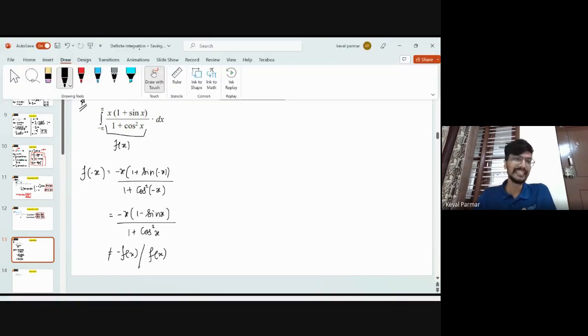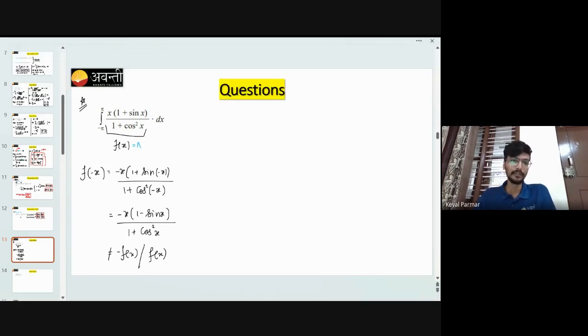That means the given function is neither even nor odd. I mean the function is neither even nor odd. Now, but if you can see, I cannot integrate this function directly. Or can I? If I can, then it will be very lengthy and I do not wish to integrate it like that. So what can we do here?